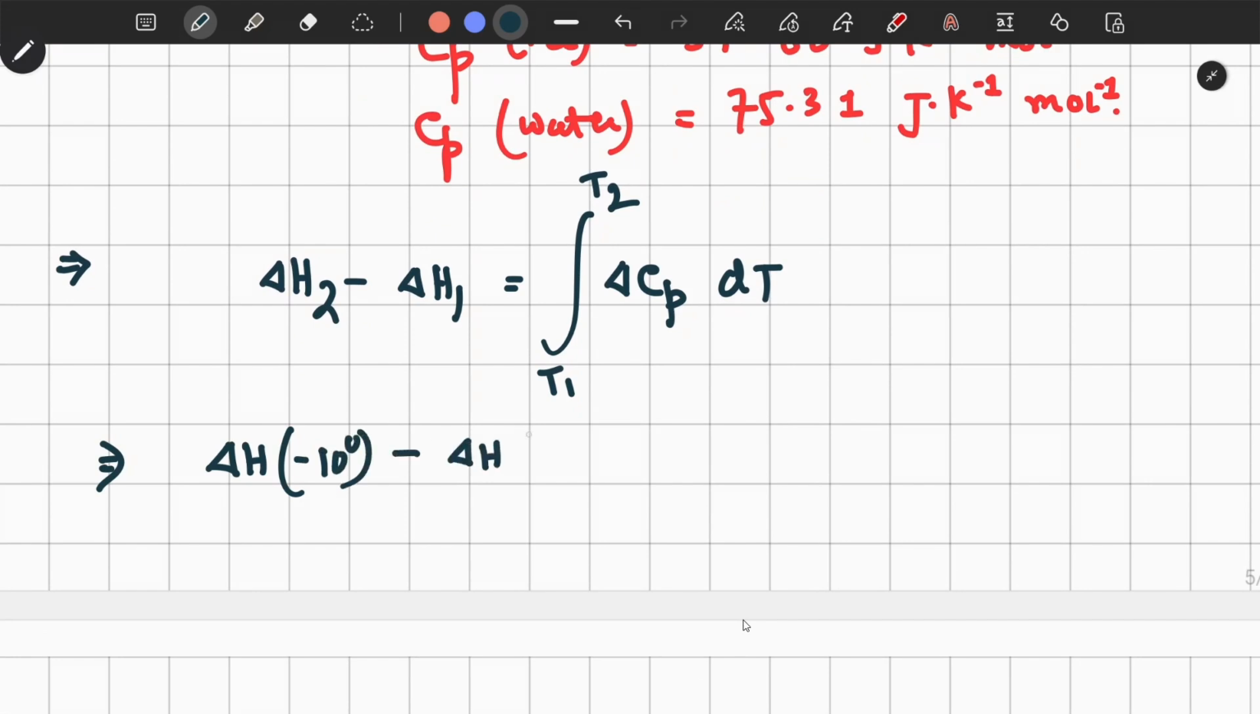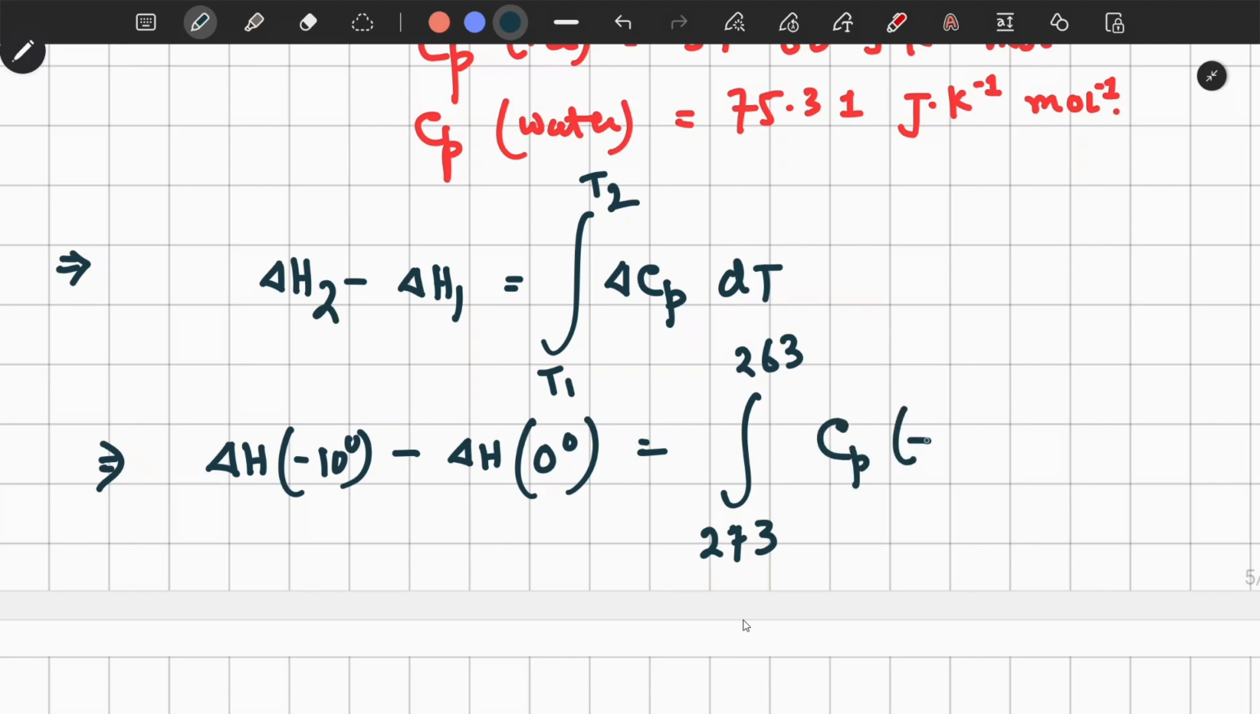Del H at minus 10 degree, you have to calculate. Del H at 0 degree is given. So clearly T1 is 273, T2 is 263. And delta Cp, what is the delta Cp? Delta Cp is the change in heat capacity, Cp at minus 10 minus Cp at 0, integrated over dT.